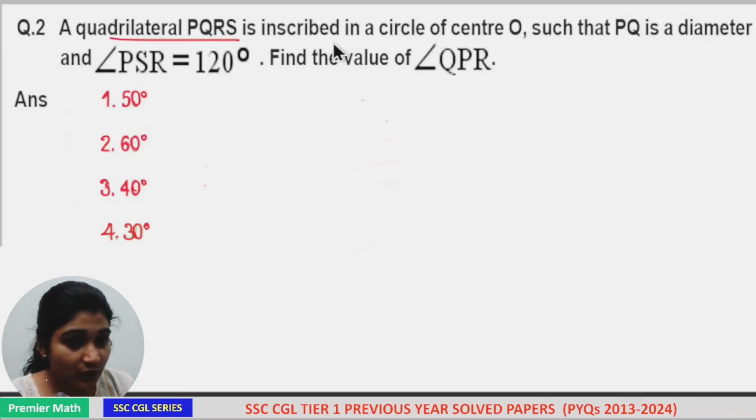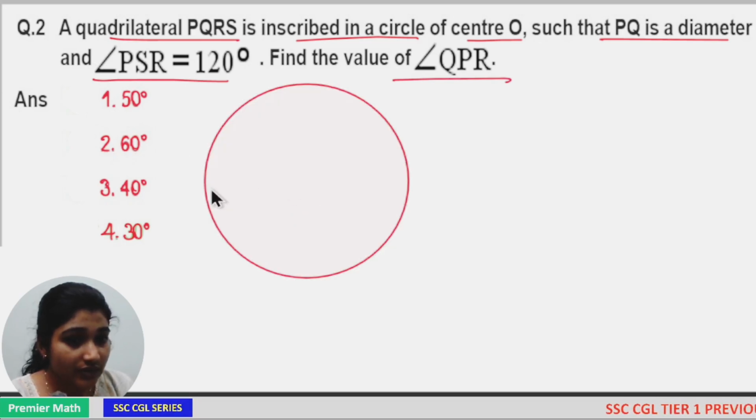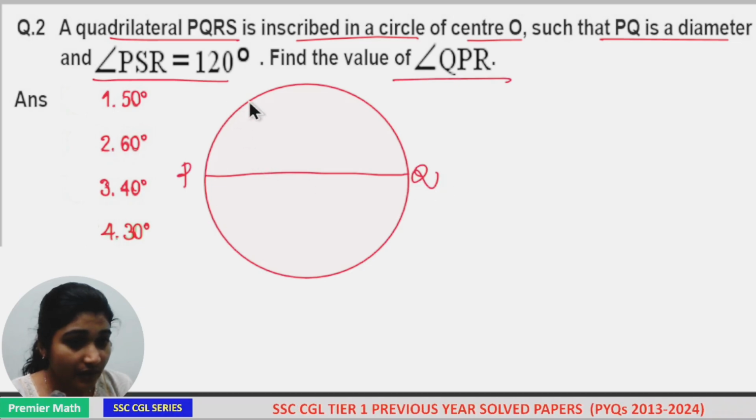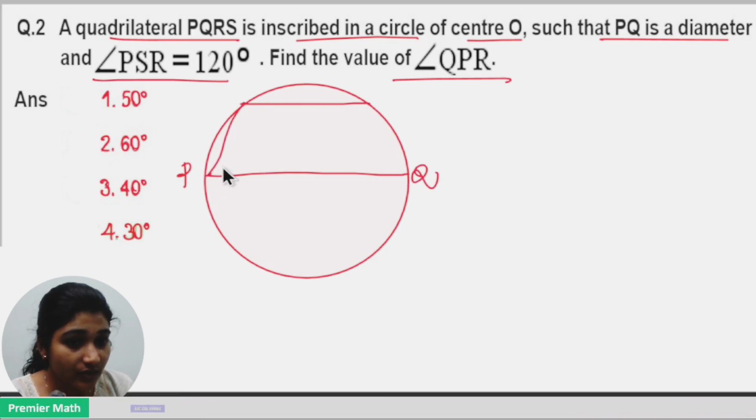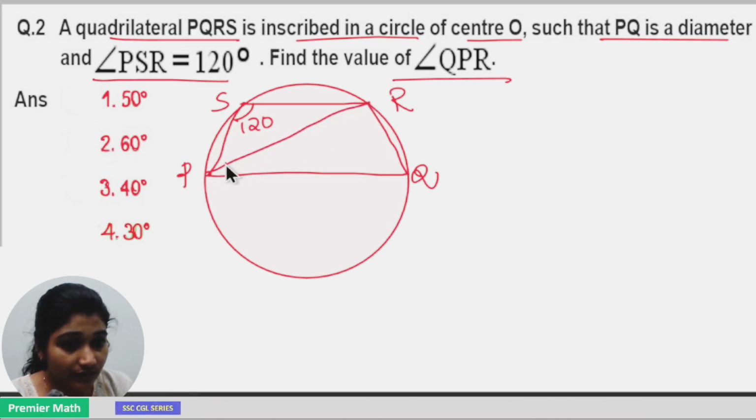A quadrilateral PQRS is inscribed in a circle of center O such that PQ is diameter and angle PSR is 120 degree. Find the value of angle QPR. Here this is the circle and here PQ is diameter. And here PQRS is a quadrilateral. So consider this as PQRS. Here PSR is equal to 120 degree. Then we have to find the value of angle QPR. QPR. So this is QPR. This angle.